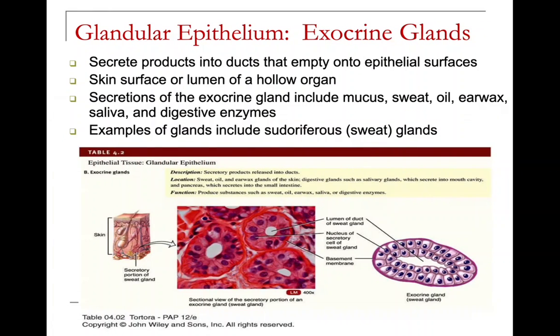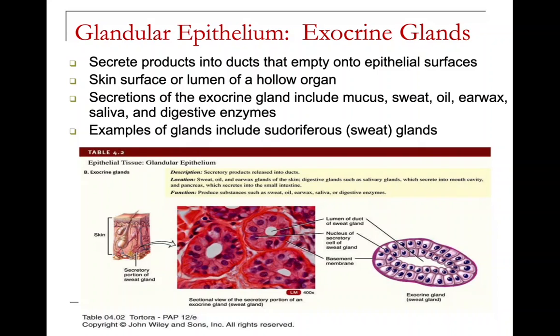Exocrine glands, the way I remember them is that they've got a tube or an exit. They're going to secrete their products into ducts, and that will empty onto an epithelial surface. So that may be lining the skin or the lumen of a hollow organ. So their secretions are going to go to just a limited area.